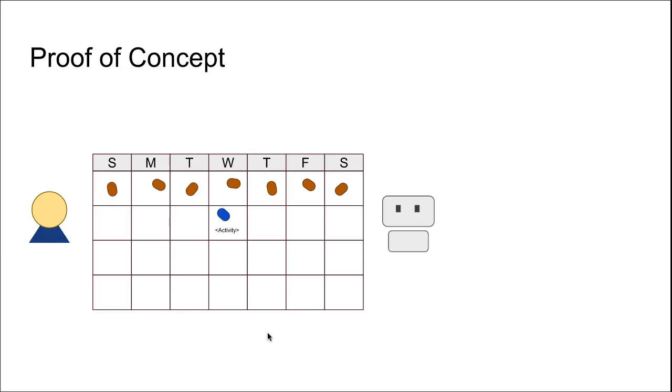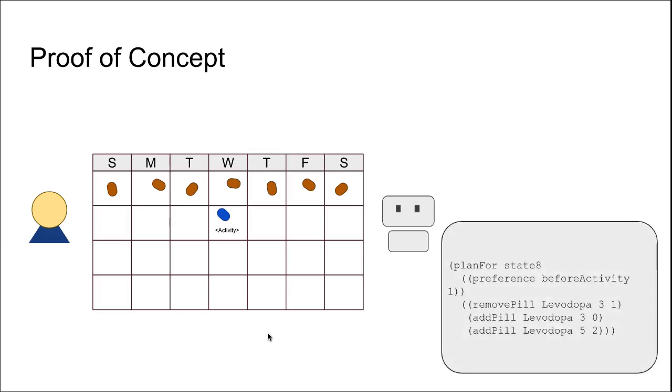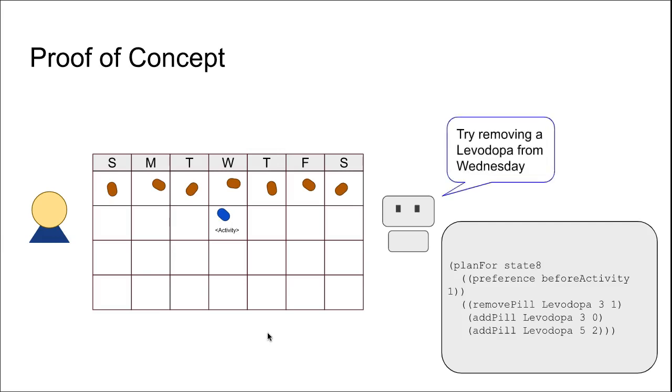At this point, the robot observes this and realizes that was perhaps a mistake. That should have actually been in the morning time slot and not in the afternoon time slot. If the robot believes that the person needs assistance at this time, not just because there was a mistake, but because of some other social cues, the robot might then interject and say, try removing a levodopa from Wednesday. Again, perhaps the person might be confused by this and asks, why?